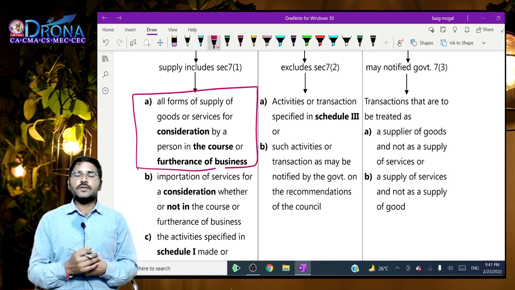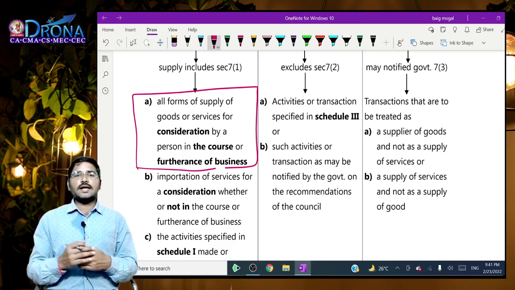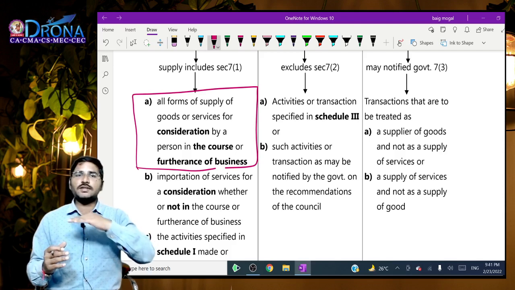And next, the third one, supply should be made in the course or furtherance of the business. That is nothing but, by referring to the transaction, you should be in a position to say that such transaction has taken place in commercial parlance.